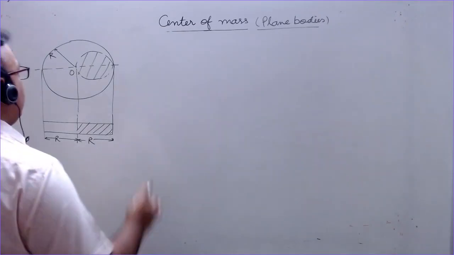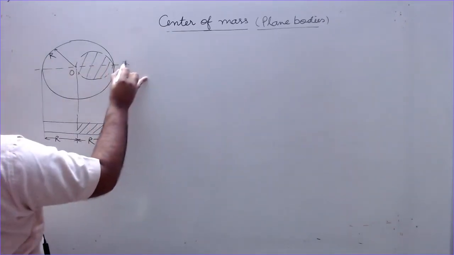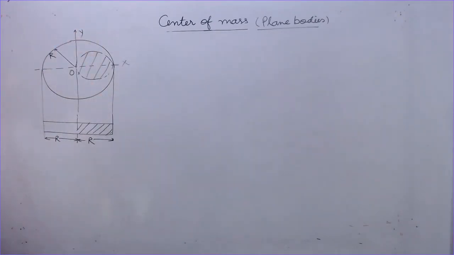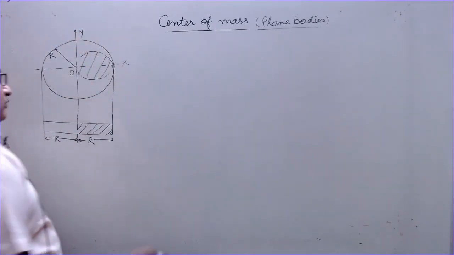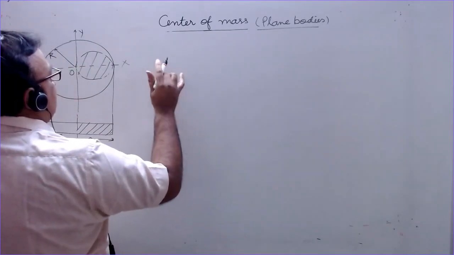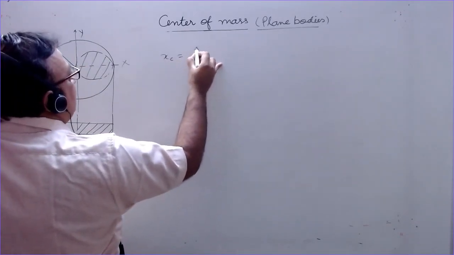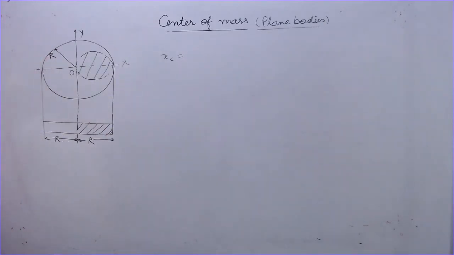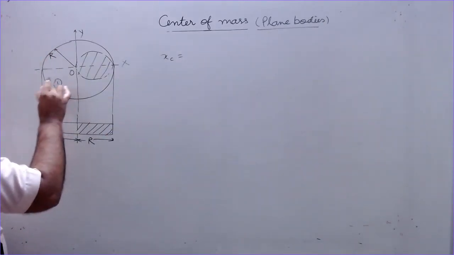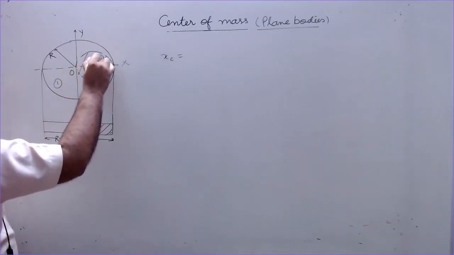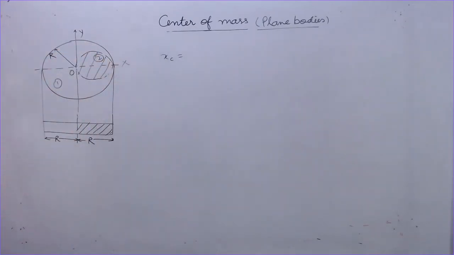So it is symmetrical about the x-axis, origin x, y. So the center of mass will be varying only about the x-axis. No need to calculate the y-axis center of mass coordinate. So xc is, we have two bodies here. One is the disc without hole, and two is the disc which has been removed, or the hole which has been removed. That is also a circle.